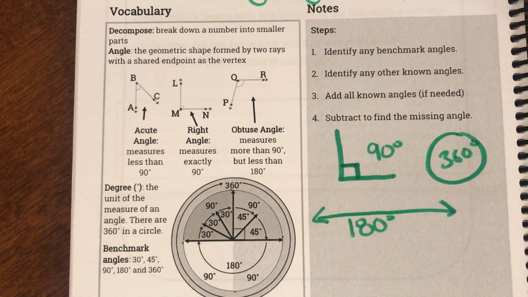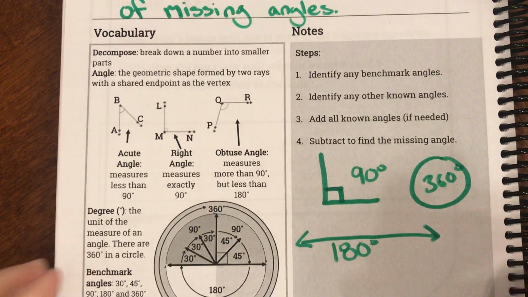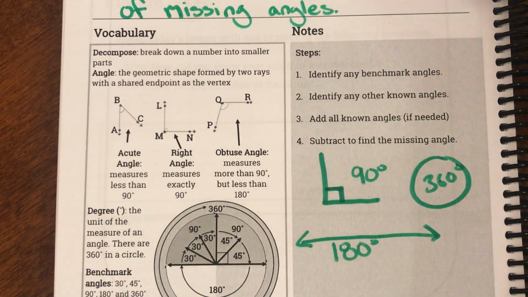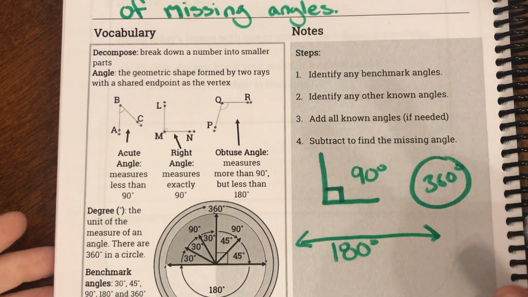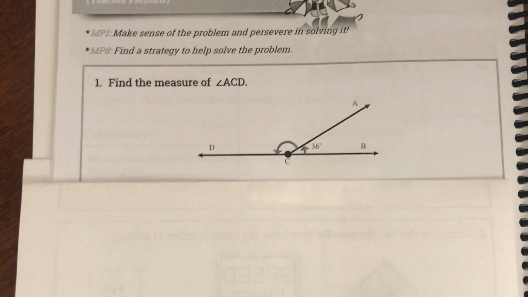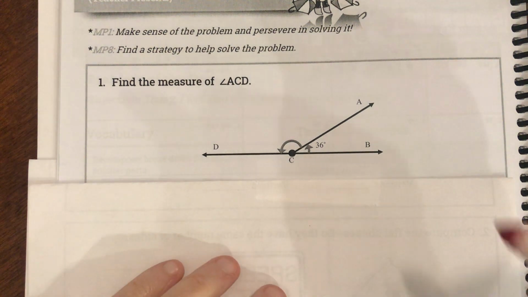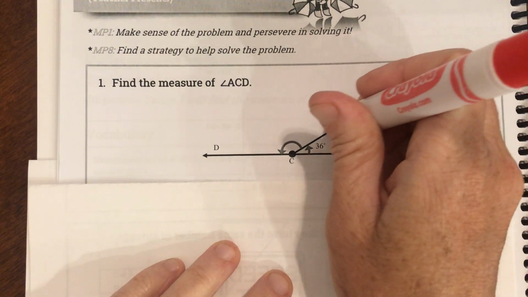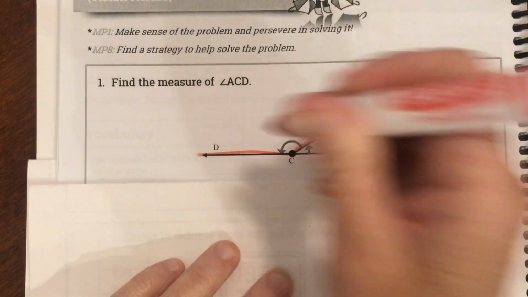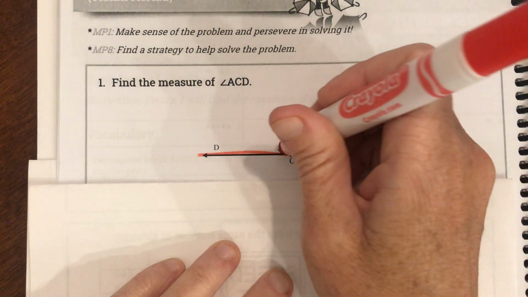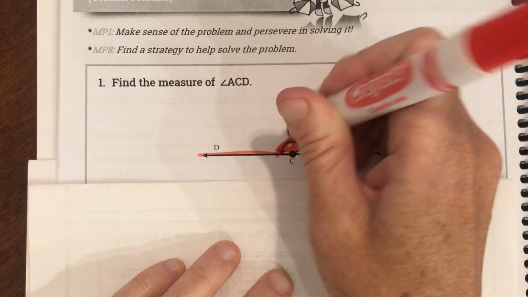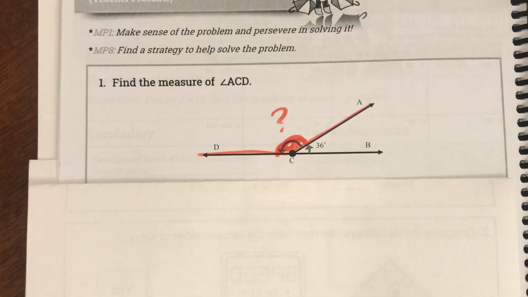Okay, so our steps, I'm not going to really review with you today because I'm going to jump right in and show you what this looks like. So here is my first one, and it says, find the measure of angle ACD. Okay, so they want to know what ACD equals, because if I look here, there's nothing there. They didn't put a number there. So they want me to figure that out.